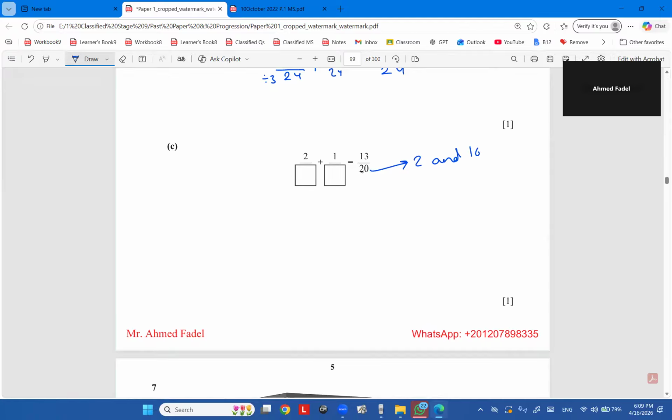But trying them here, they're not going to work. And you're going to find also 5 and 4. Trying them here, they're going to work. The 5 here and the 4 here, they're going to work. Multiplying this by 4, up and down, multiplying here by 5, up and down, is going to give you 8 over 20 plus 5 over 20, which is 13 over 20. So it is 5 down and 4 here.